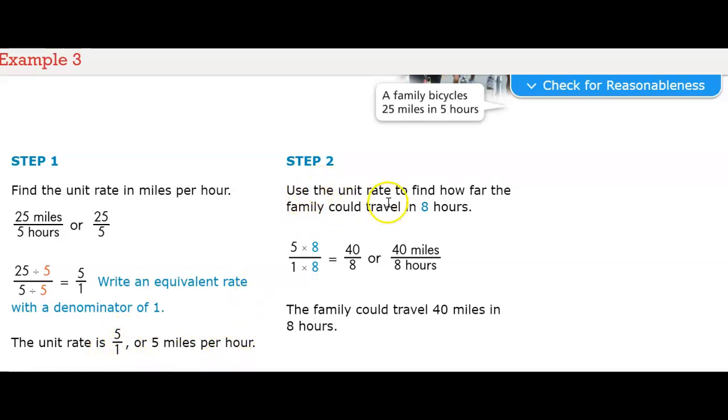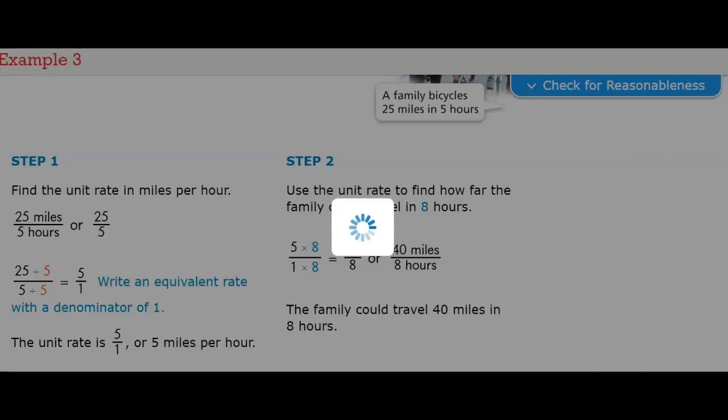Step 2, you use the unit rate to find how far, because this is a multi-step problem. So now we know the unit rate. Now we can see how many miles they can travel in the 8 hours. So now we take that unit rate, multiply it by 8 because we want 8 hours. And then when we multiply the top, we get 40 miles. So the family could travel 40 miles in the 8 hours.